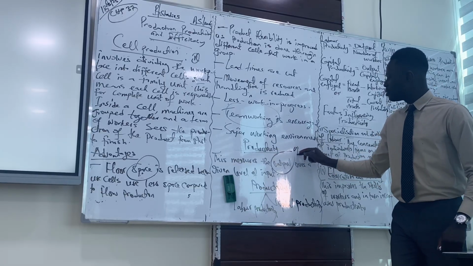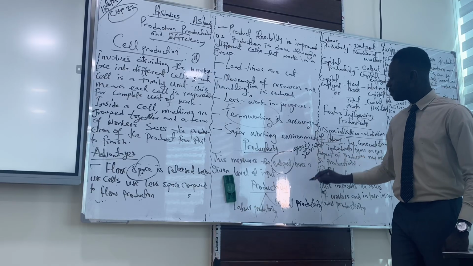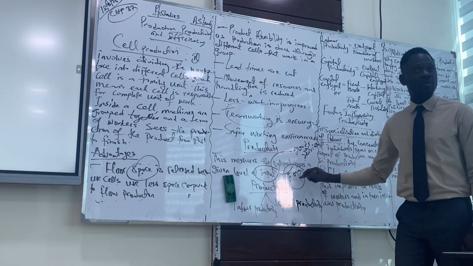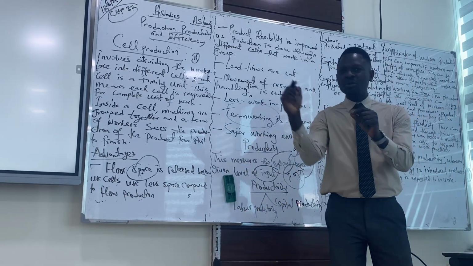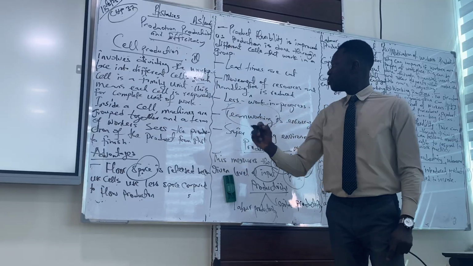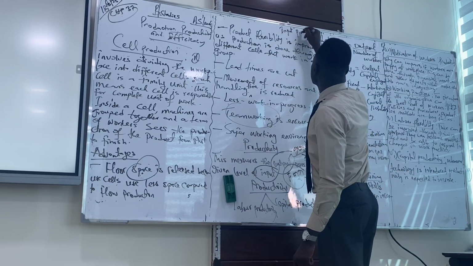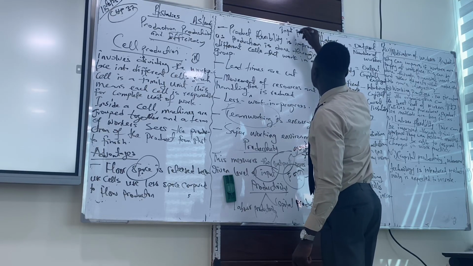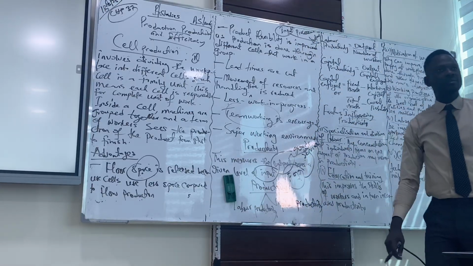Output is the goods or services produced. Inputs are the factors of production. So these are the things we put together to get the output. Inputs go through processing to get to our output. We do it this way: we have inputs, we have processing, then we have output. So the number of these that can be put out is our productivity.